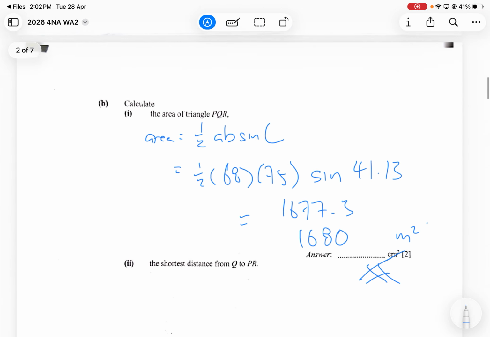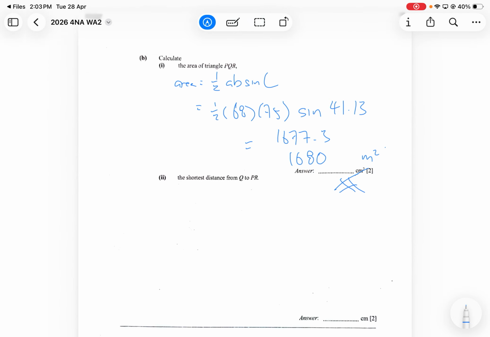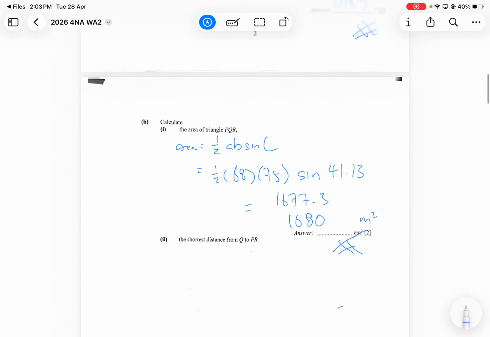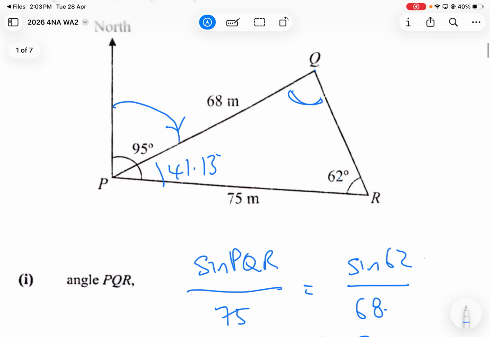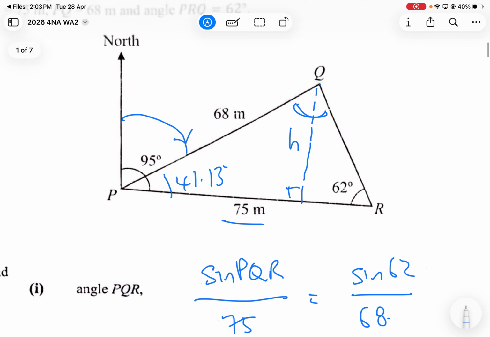Okay, continue. Shortest distance from Q to PR. I have told you all a few times, shortest distance means we must think of using the area and then find. Okay, so we have already found the area of PQR, then Q to PR. Q to PR means shortest distance, there will be a 90 degrees. So this distance is like my height. Then my 75 is like my base.